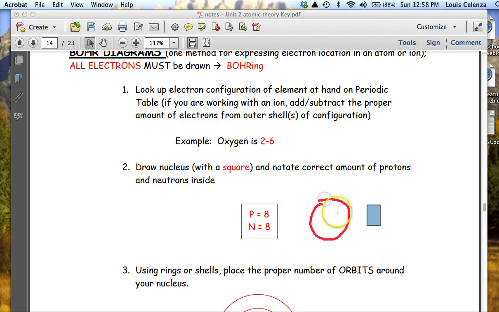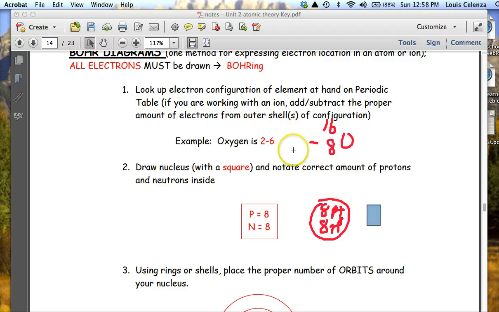There's the nucleus, protons, neutrons. Now, oxygen, if you look at the periodic table, has a mass number of 16 and an atomic number of 8. So it's going to have, as it says here, 8 protons, and to get the neutrons you subtract, so it's going to also have 8 neutrons.